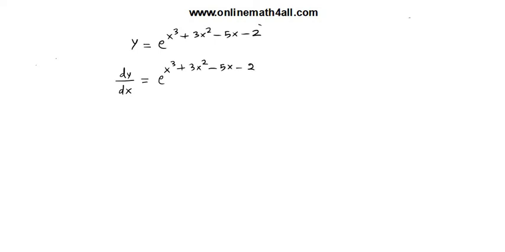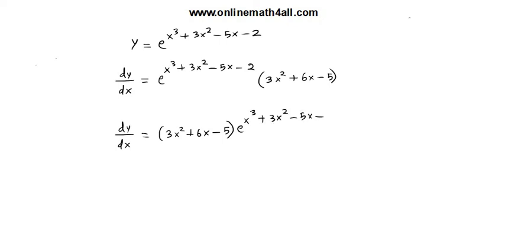Further, by chain rule, I have to find the derivative of the stuff I have in the exponent. So I find the derivative of this, and I get 3x square plus, the derivative of 3x square is 6x, and the derivative of negative 5x is just negative 5, and this is a constant, so it becomes 0. So the final answer is dy over dx is equal to 3x square plus 6x minus 5 times e to the power x cube plus 3x square minus 5x minus 2.